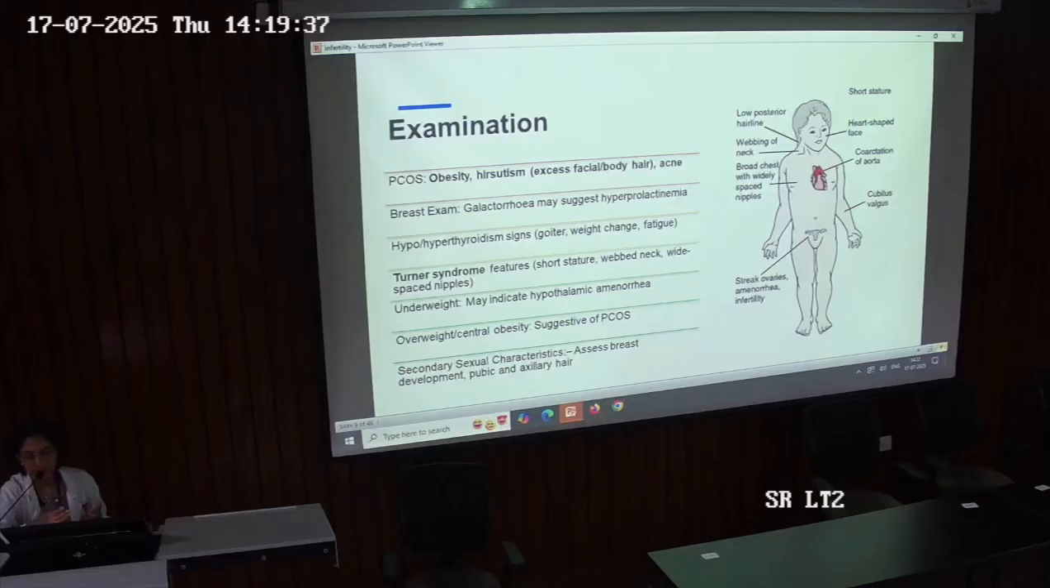For Turner's, you all know the signs of Turner's syndrome: overweight, underweight, excessive physical activity, obesity, presence or absence of secondary sexual characteristics if we are suspecting hypogonadotrophic hypogonadism. Similarly, if we are suspecting hypergonadotrophic, again the symptoms of premature menopause can be there, like hot flushes or small uterus.